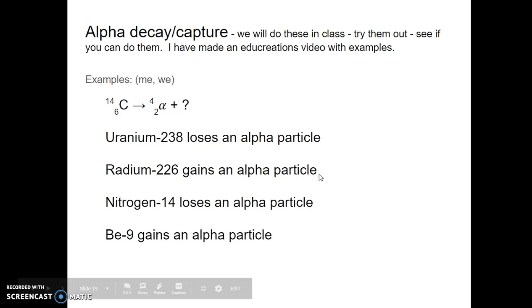So alpha decay, alpha capture, here are some examples to do. Go ahead and try these out. What does uranium-238 form if it loses an alpha particle? What does radium-226 form if it gains an alpha particle? So loses means it's on the product side. Gains means it's on the reactant side.